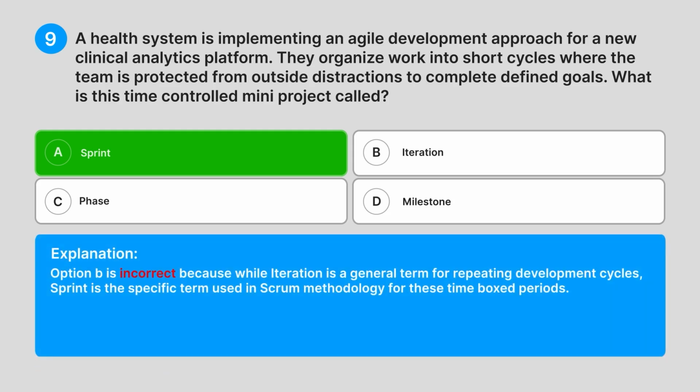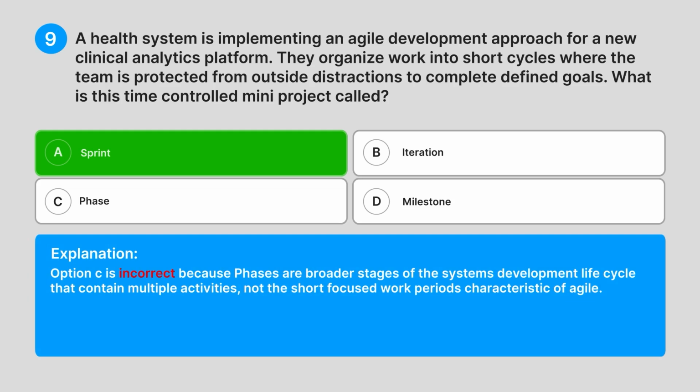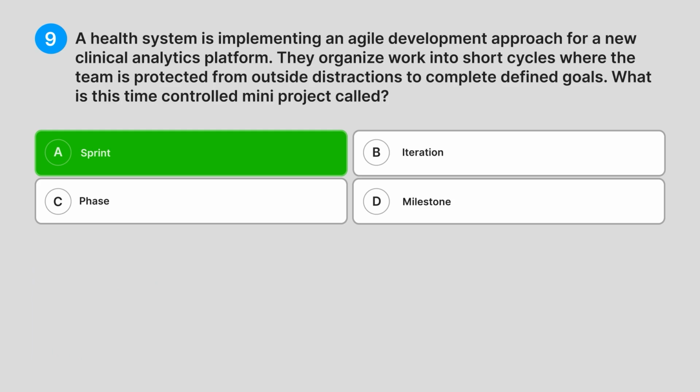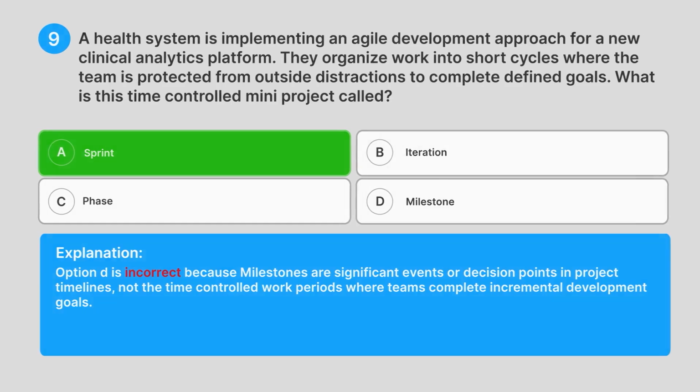Option B is incorrect because while iteration is a general term for repeating development cycles, sprint is the specific term used in Scrum methodology for these time-boxed periods. Option C is incorrect because phases are broader stages of the system's development lifecycle that contain multiple activities, not the short focus work periods characteristic of Agile. Option D is incorrect because milestones are significant events or decision points in project timelines, not the time-controlled work periods where teams complete incremental development goals.